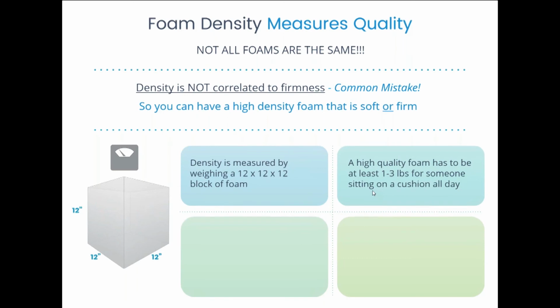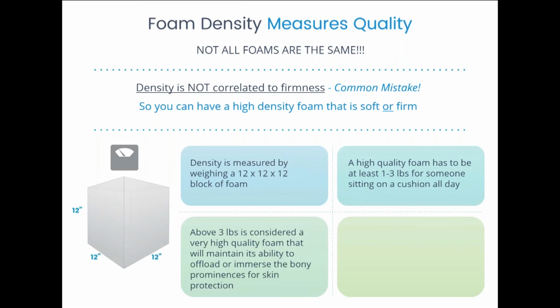If you're looking at a weight of 1 pound or less, really, then you know that's probably a general use cushion that's meant to be sat on for a couple hours a day, but not for our long-term care resident. It is sitting hours on end. And anything above 3 pounds, if this 12 by 12 by 12 block is more than 3 pounds in weight, this is considered to be a very high quality foam, something that you should be looking for so that you can maintain its ability to either offload or immerse those bony prominences for that skin protection.